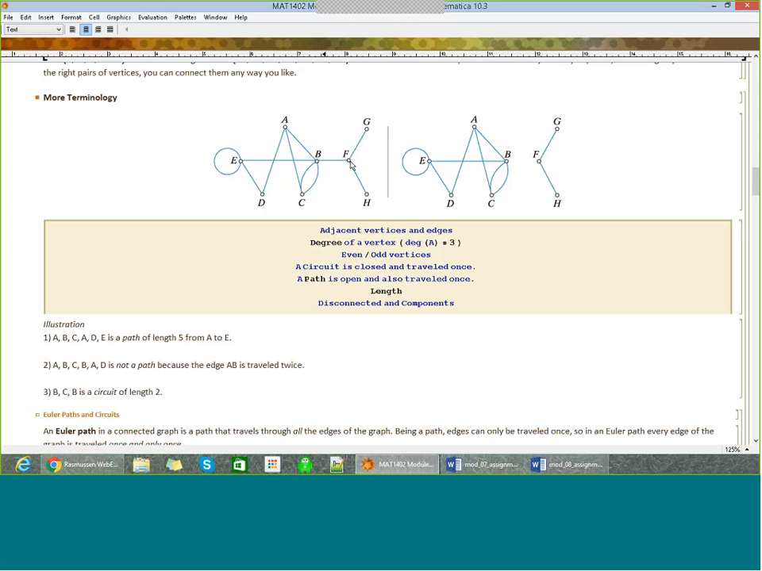So like E to B to F will be a path. The length of, say, the path EBF will be 2, so 1, 2. If you extend to G, that's going to be 1, 2, 3. The picture on the right is called disconnected because they're basically disconnected from each other. So there's a left component and the right component here.